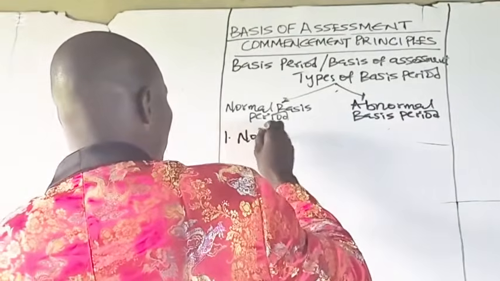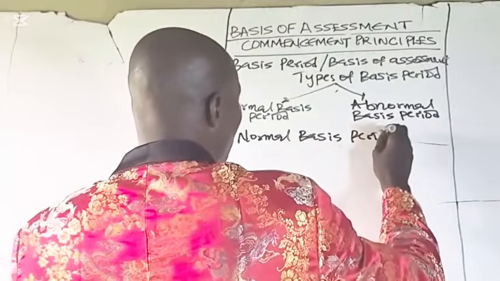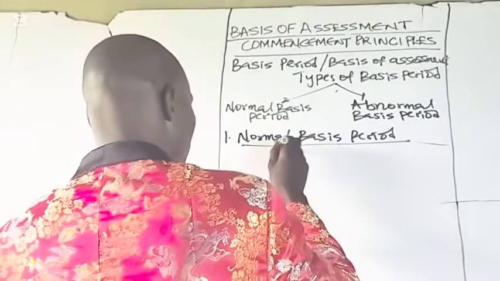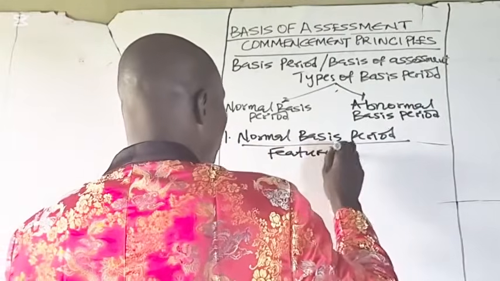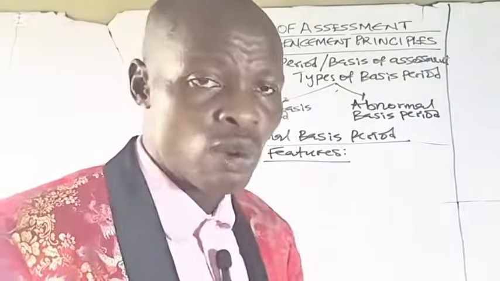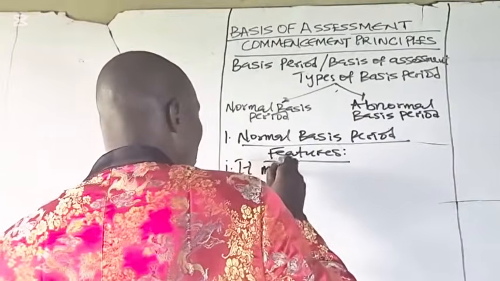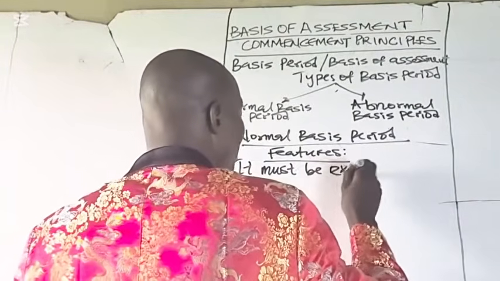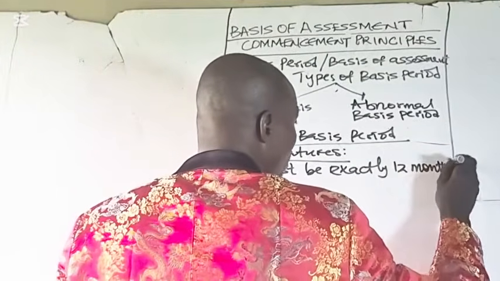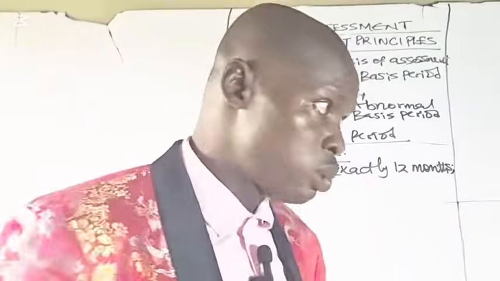So, normal basis period. A normal basis period is the basis period with the following features. Number one, it must be exactly 12 months. A normal basis period must have exactly 12 months. It cannot be more nor less than 12 months.